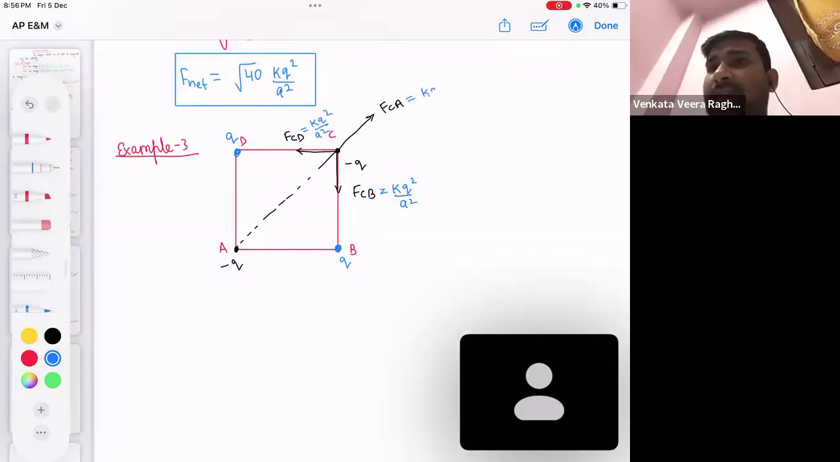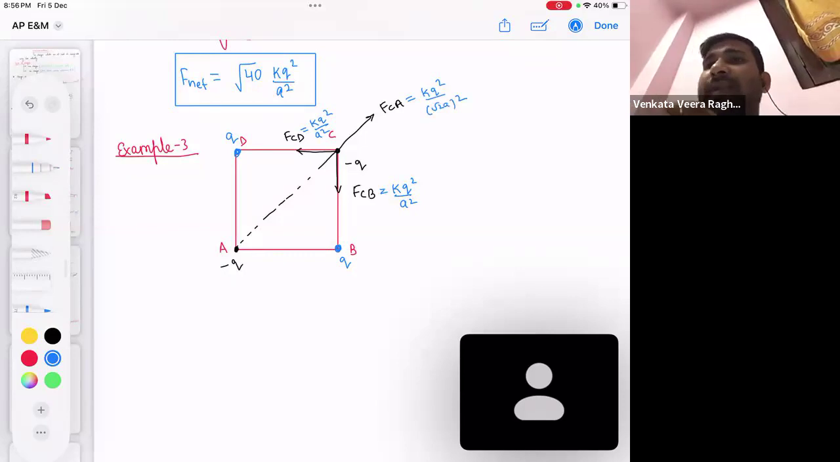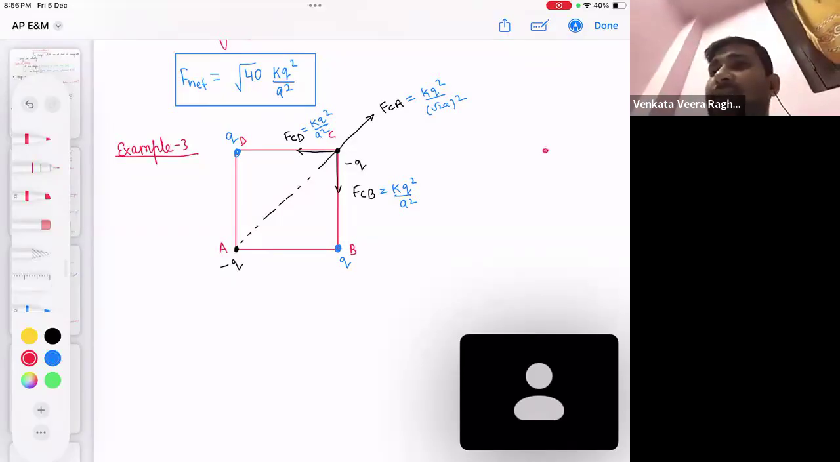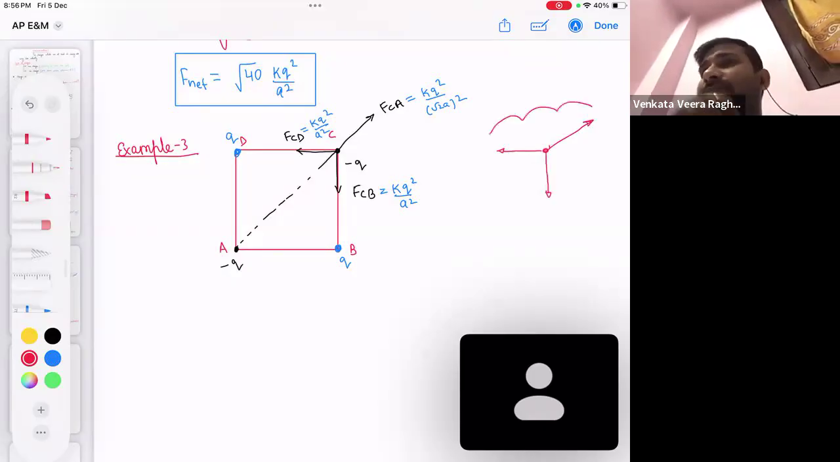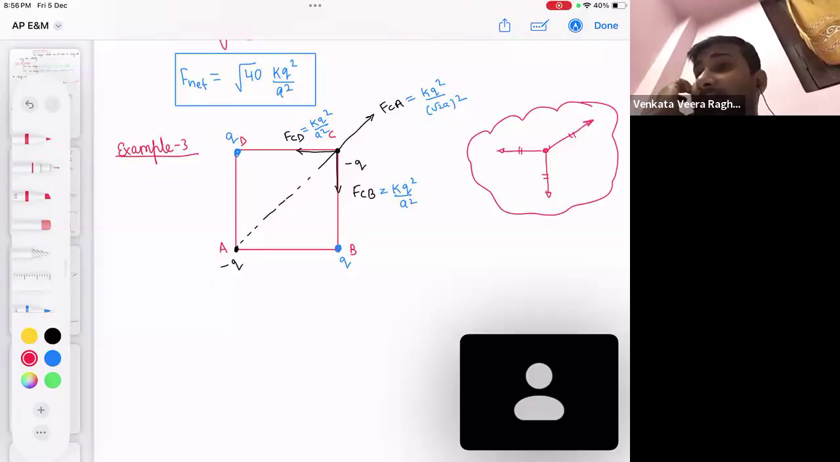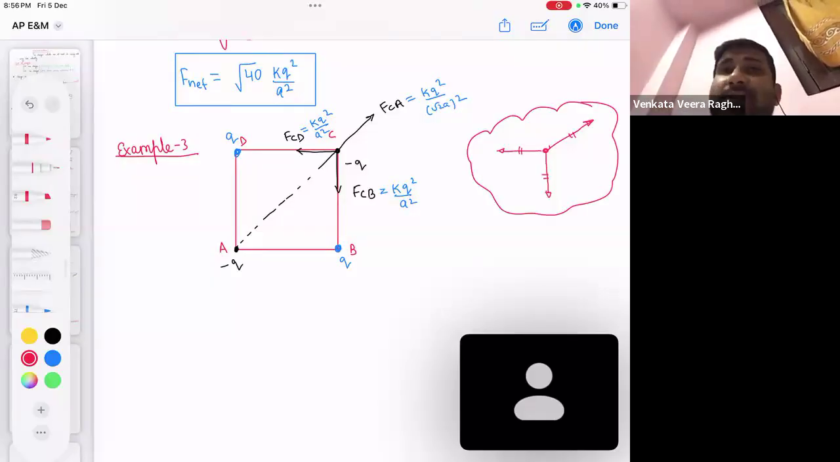And what is this going to be? KQ square by root 2A whole square, isn't it? It's a diagonal. Now you have to add these three vectors. So just take this question, add it so that it will help you in addition of vectors, and at the same time it will help you understand the vector concept also. All three vectors' magnitude and angle are given. Please try to find that.